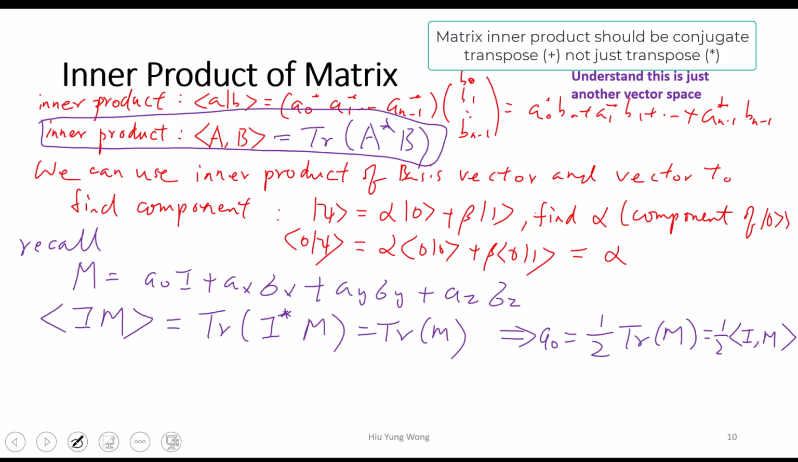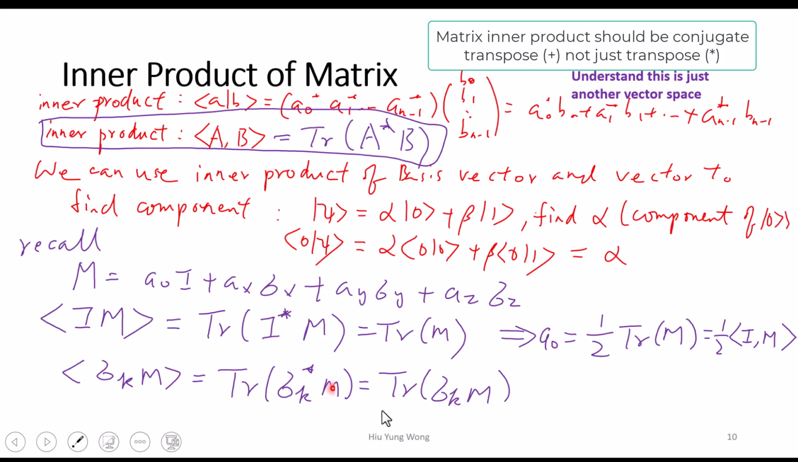Let me write down another expression, right? How about sigma K M? Again, the inner product is the trace of sigma K star M equals this one. Why can I say that? Why is sigma K complex conjugate equal to sigma K? They are what? Unitary? Say again, is it unitary? What do you call it? Hermitian, right? So I can write that. And I already told you that AK equals 1 over trace of sigma K M, and this is just 1 over the inner product of sigma K and M.